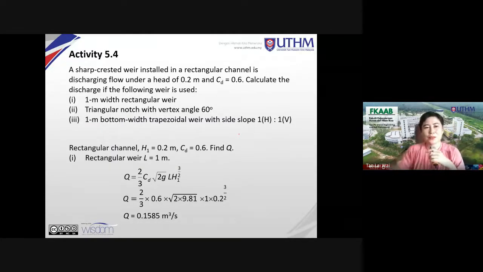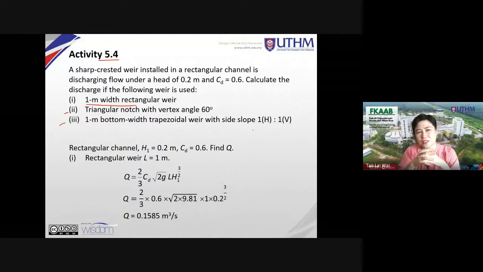Let's look at one example now. In this case, activity 5.4, we also have rectangular and trapezoidal, but we are not going to solve for triangular and trapezoidal yet. We will only look at the rectangular weir. So we have a sharp-crested weir installed in a rectangular channel, discharging flow under a head of 0.2 meter. So this is H1, and a discharge coefficient of 0.6. Calculate the discharge if the following weir is used. We're just going to use this because we haven't learned the formula for triangular and trapezoidal yet.